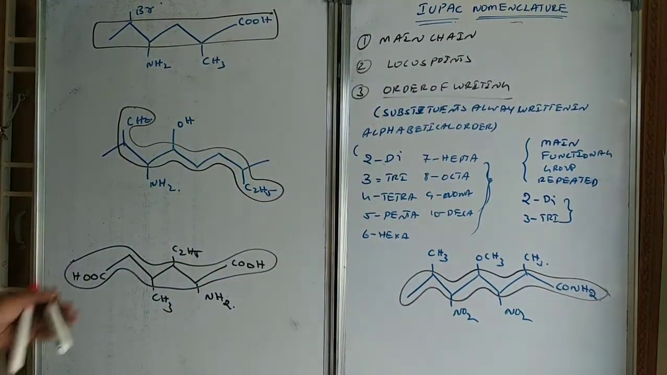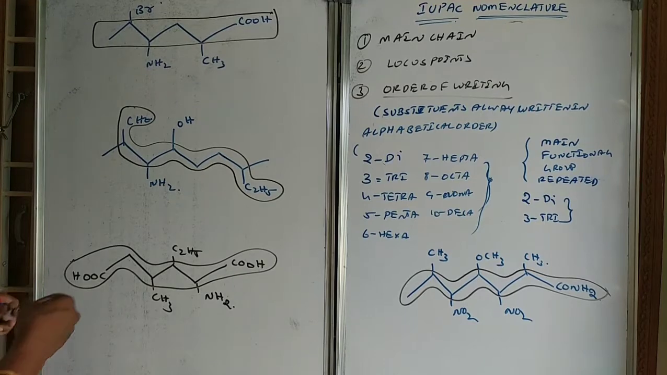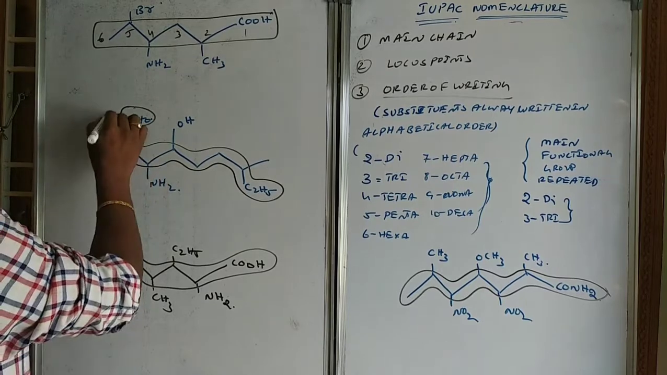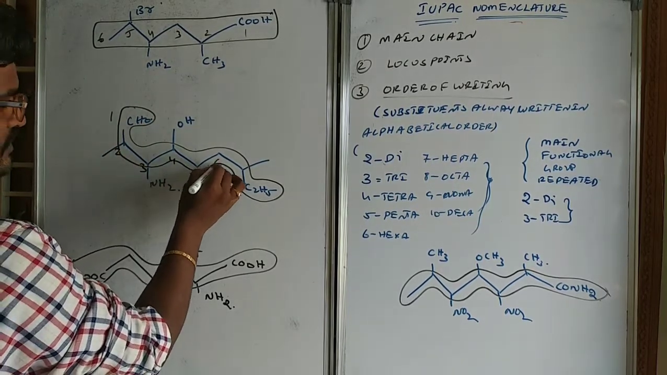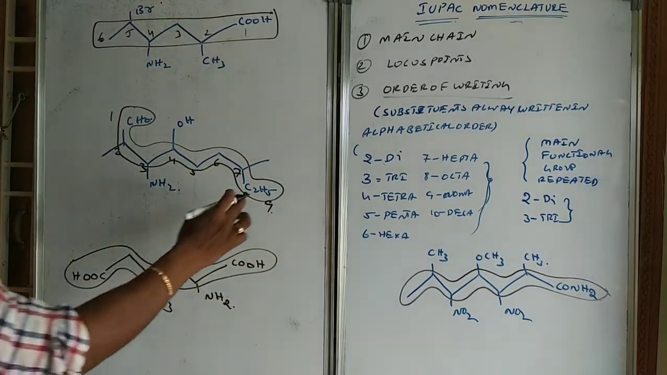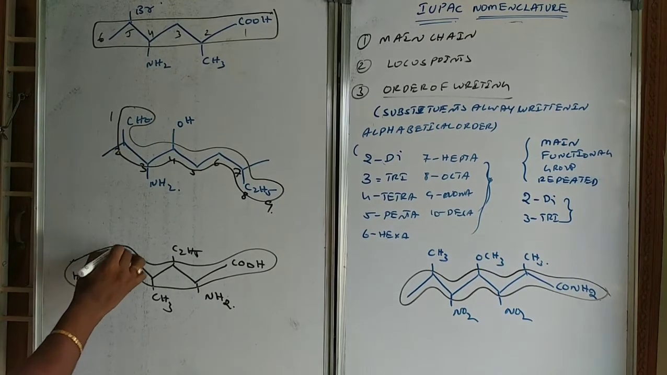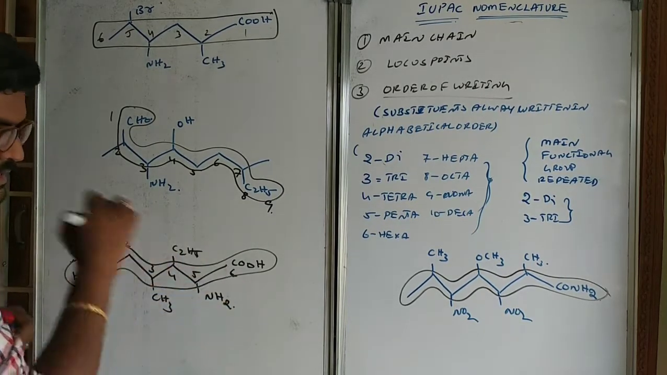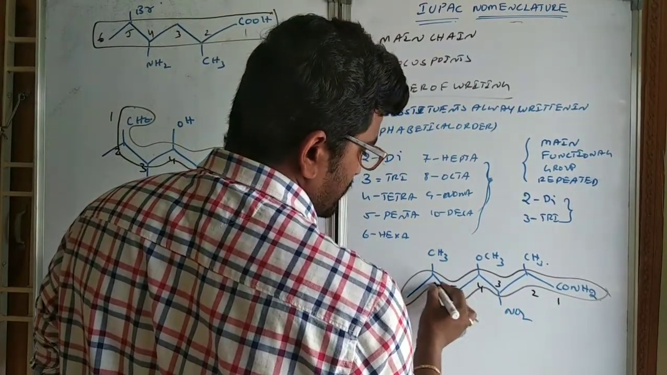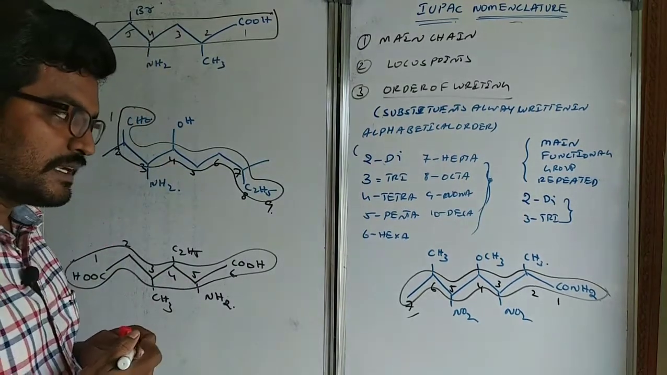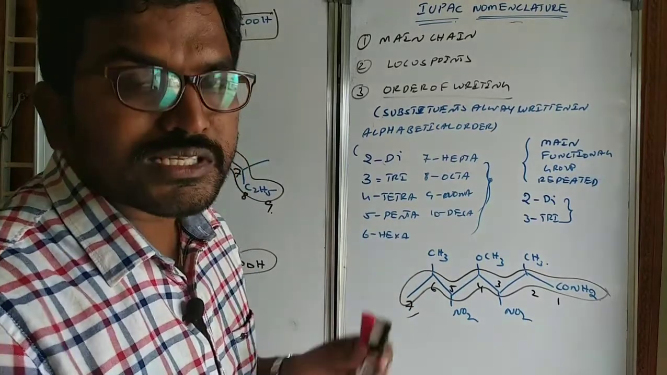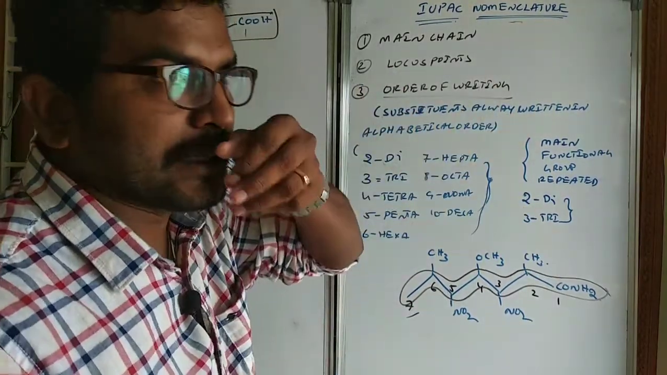After identifying the main chain, give the numbering, the locus points. So 1, 2, 3, 4, 5, 6. Here 1 to 9, because it is C2H5, so CH2, CH3 will come. In this case 1 to 6 are there, and in this case 1 to 7 are there. Like this we can number. Here I have taken examples in such a way that there will be no further complications. Already I have given the complications during the example step.